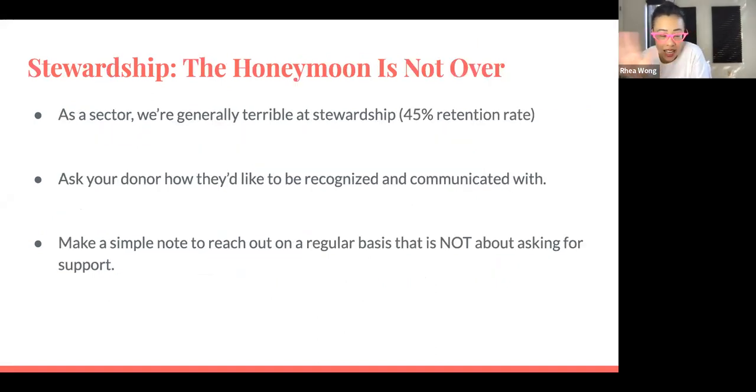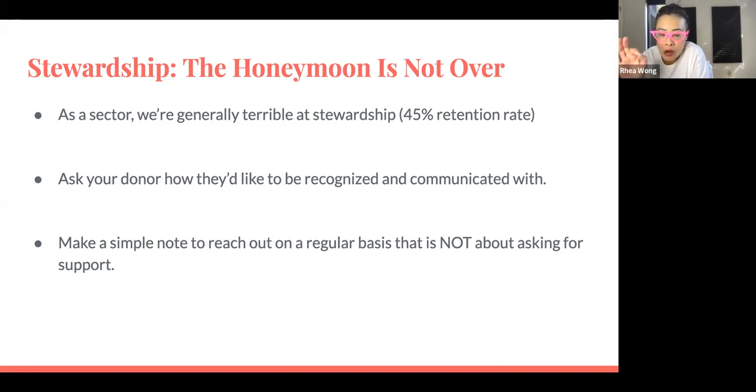So let's say that you get the yes. That is great. Continuing to build a relationship, a couple key things here: ask your donor how they would like to be recognized and communicated with. So often we assume, and you know what happens when you assume, right? Some people want a lot of communication. Some people are like, just email me once a year. Some people like coming to site visits. Other people do not, right? You won't know unless they tell you.